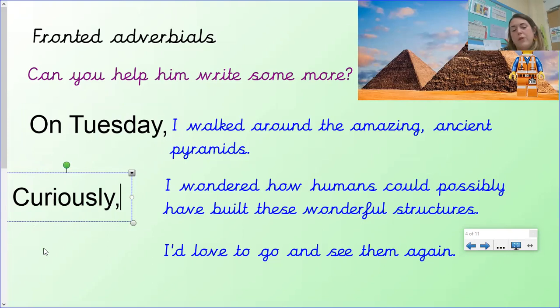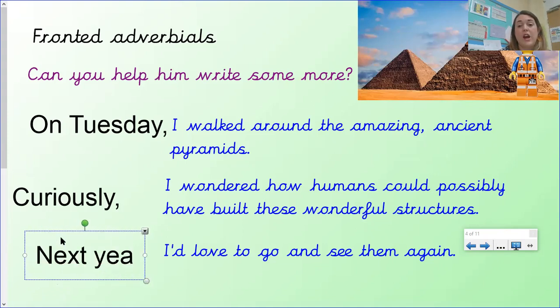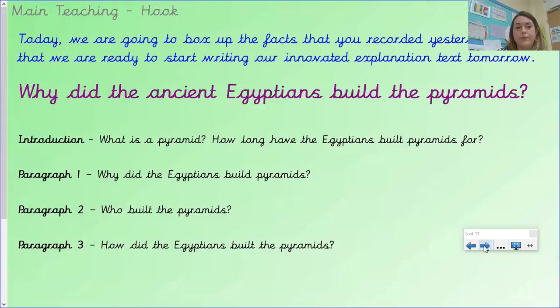Oh, what could he put for his last one? I'd love to go and see them again. You could put one day, I'd love to go and see them again. Or maybe next year, I'd love to go and see them again. There are lots and lots of options. Well done if you've come up with a few. Mrs. Plews is going to keep talking to you about fronted adverbials tomorrow.